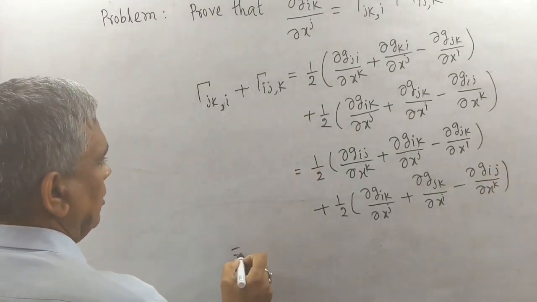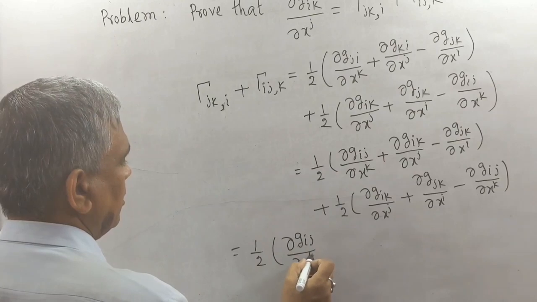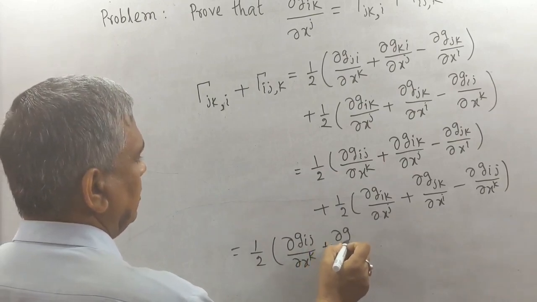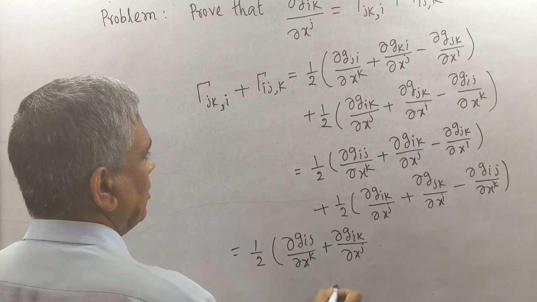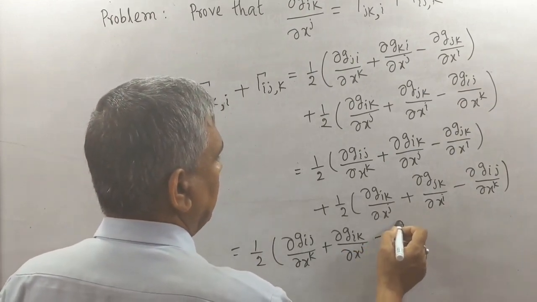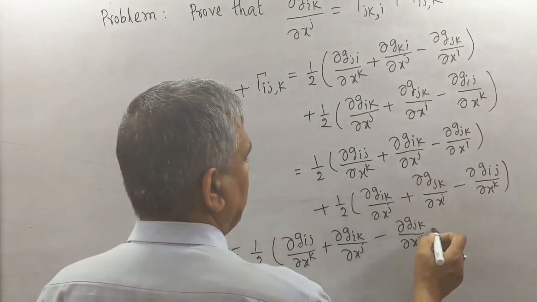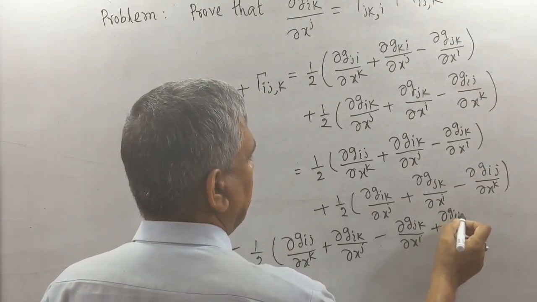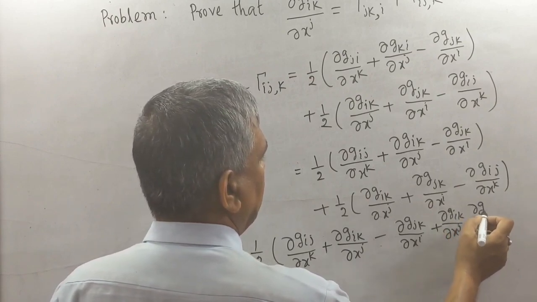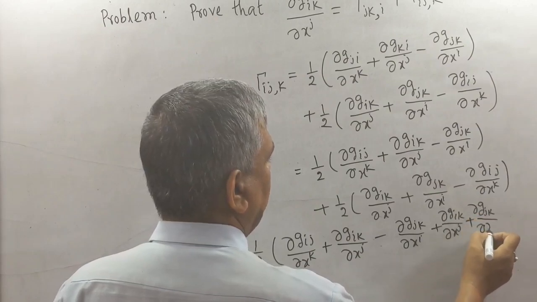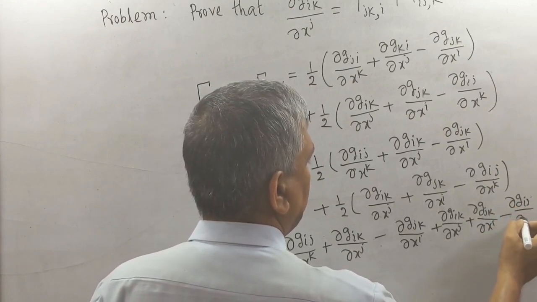Taking half common, half del G ij by del xk plus del G ik by del xj minus del G jk by del xi, plus del G ik by del xj plus del G jk by del xi minus del G ij by del xk.